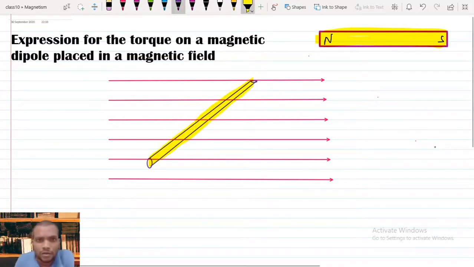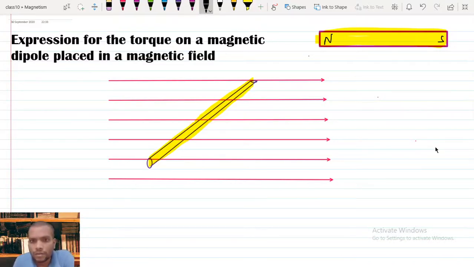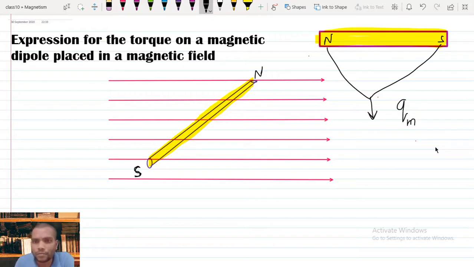This is placed in the uniform magnetic field. If this is the north pole and this is the south pole, remember very carefully, these two poles have pole strength. That pole strength we represent with a small q suffix m. So this we define as pole strength. Pole strength of a bar magnet is equivalent to the charge of a given electric charge. It is the quantity of the charge.